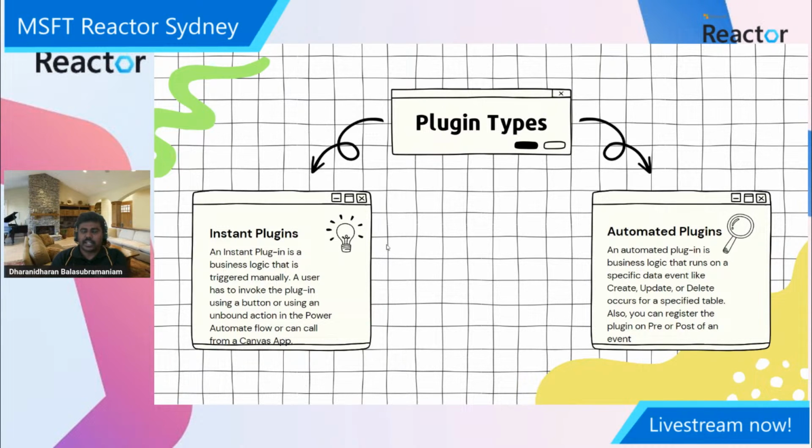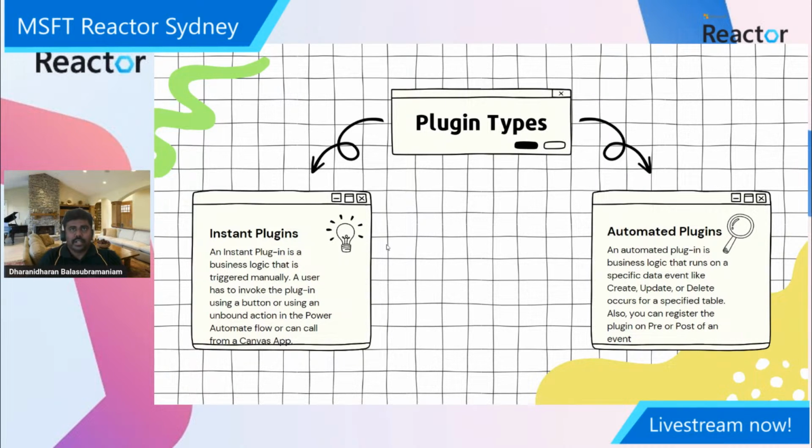And the automated plugins as well. In the Dataverse Accelerator, you do have the automated plugins as well. This automated plugin is nothing but a business logic that runs on a specific event, like a create, update, or delete that occurs for a specific table. In earlier days we didn't have the concept of scope, but recently the Microsoft Powercat team introduced it, and a few weeks back they made a few modifications to the Dataverse Accelerator app.